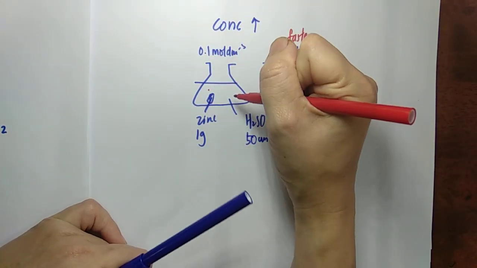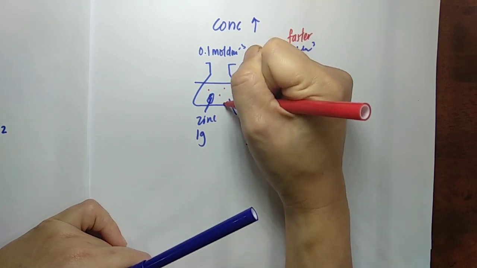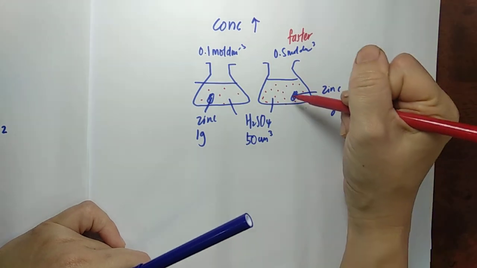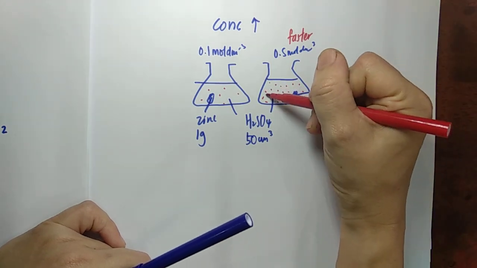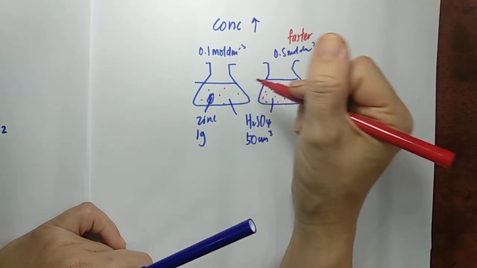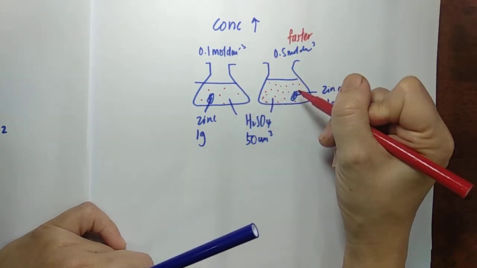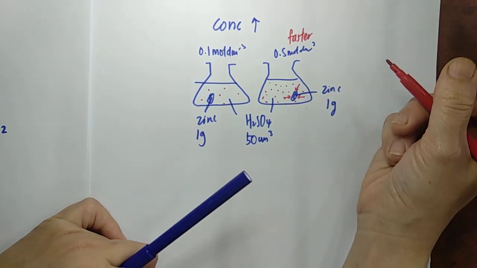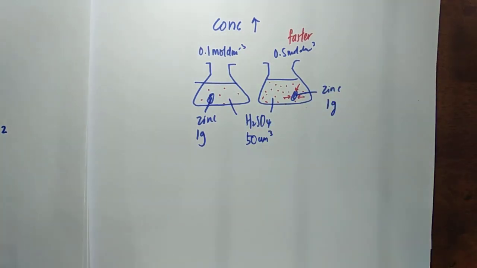Now, we can't just say more particles. We say more particles in the same volume. So if the red color are the particles of acid, a higher concentration will have much, much more particles in the same volume. A lower concentration will have fewer particles in the same volume. So what happens is when there are more particles, they collide more often with the zinc piece, causing the rate of reaction to be higher.